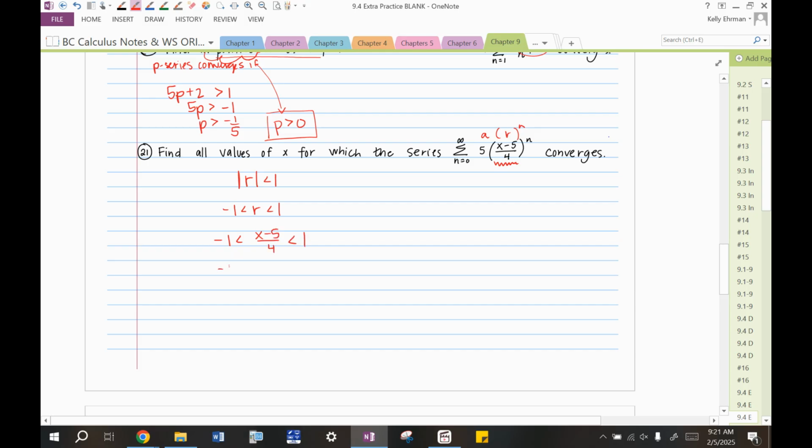And then I'm going to solve for this. So multiply by 4 on both sides, and add 5 to both sides. You get 1 less than x less than 9. You can double check this by plugging in numbers between 1 and 9, like 2 would give me negative 3/4 to the n, so that's fine. So this is the interval for which this series would converge by geometric series test.